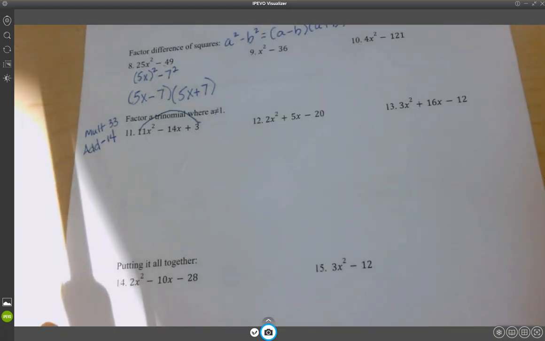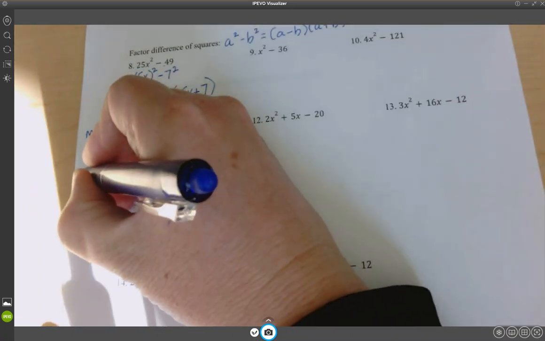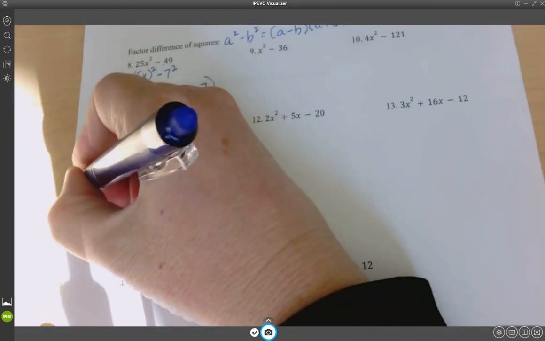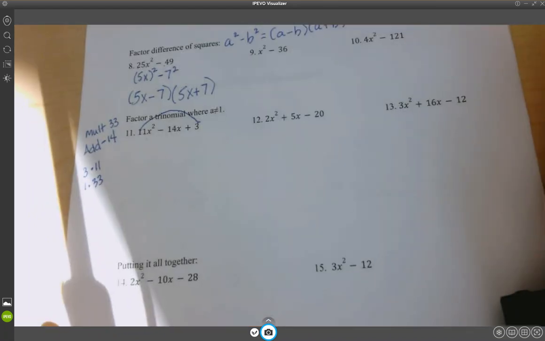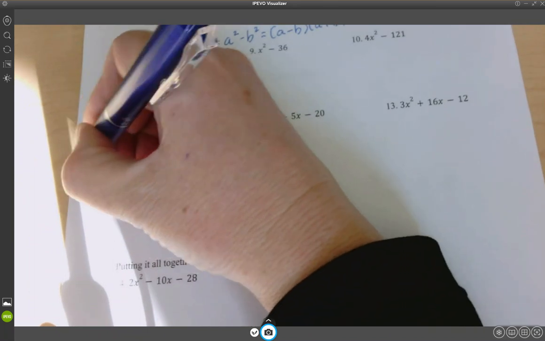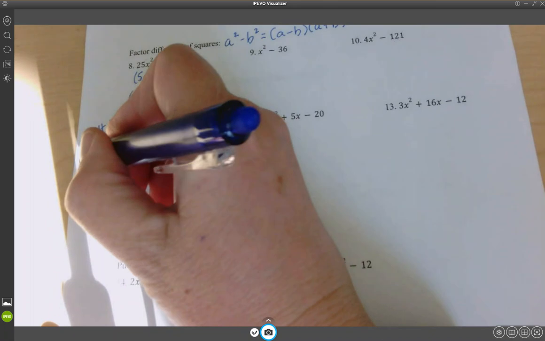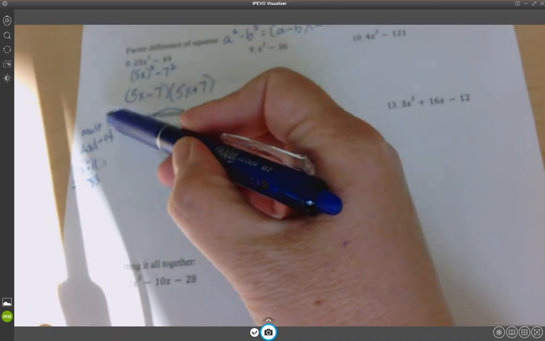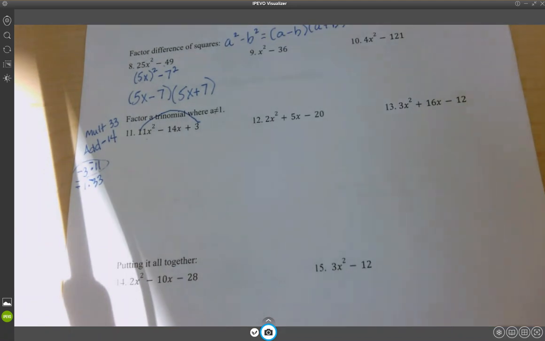Okay, so 33, there's not a lot of numbers that multiply to make 33. 33 could be 3 times 11, or it could be 1 times 33. And neither of those are going to add to a negative number. So I also remember that negative times negative gives me positive. So now I can find these numbers here are going to multiply to positive 33 and add to negative 14.